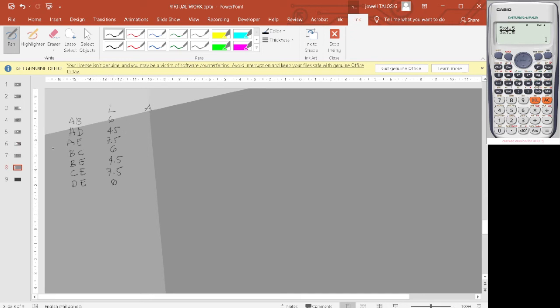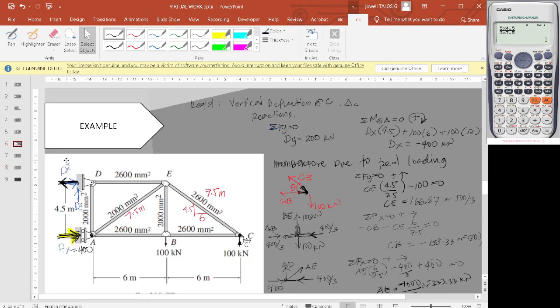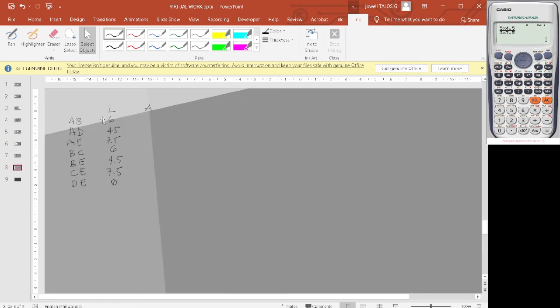Area nila, so ang pinaparehas na area is yung nandito sa outer na to, no? So ang di lang parehas, yung 2000 is AD and then AE. Okay. So madali lang siya memorize, no? So AD 2000, no? This is mm square. This is meter, no? So AD and then AE. The rest 2.6 na.